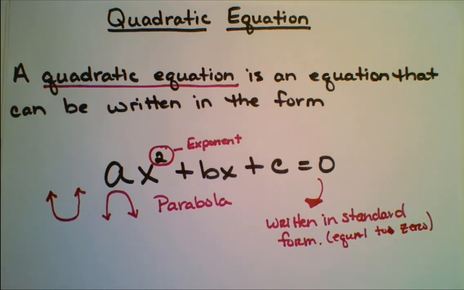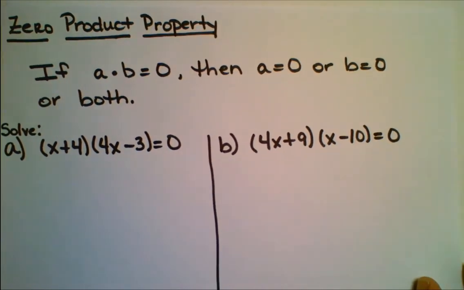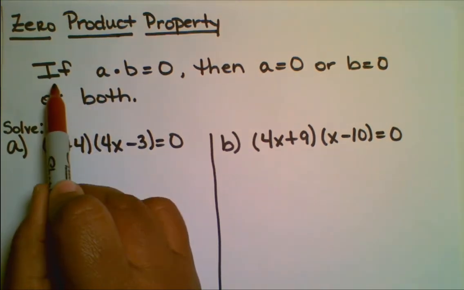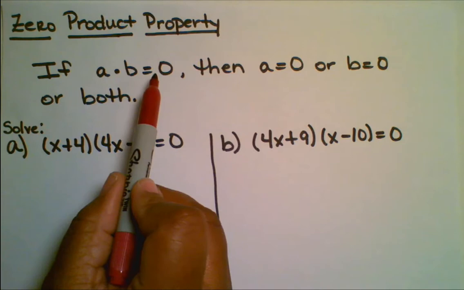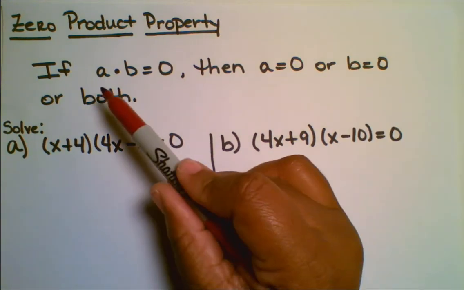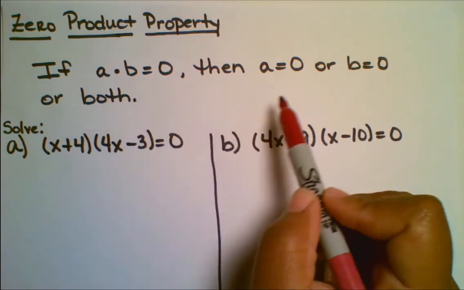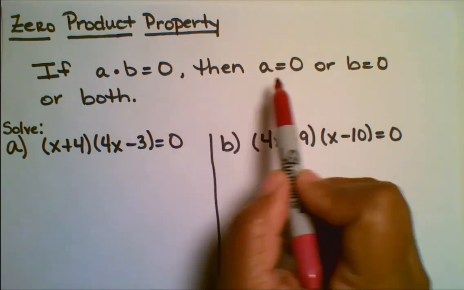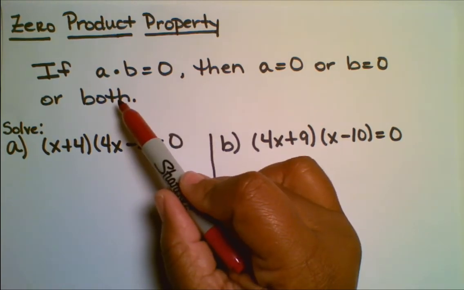And before we get into solving the quadratic equation, a property that you will need to know and that we will be using is called the zero product property, where the zero product property says that if you have two factors, if a times b is equal to 0, then we can set each factor equal to 0. We have a factor of A, we can set that equal to 0. We have a factor of B, we can set it equal to 0. And then it says we can do one or the other, or we can even do both.